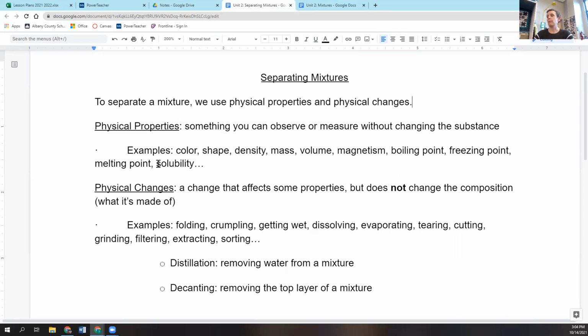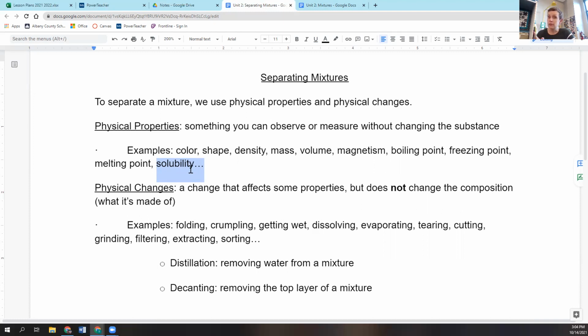Solubility. Ooh, this is a good one. Again, if I'm going too fast, slow me down, pause me, whatever you need. Make sure you get this one in your list though. Solubility. Solubility means ability to dissolve in water. So when you dissolve salt in water or sugar in water, that's a physical property.